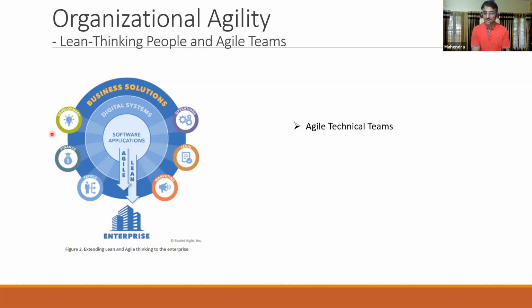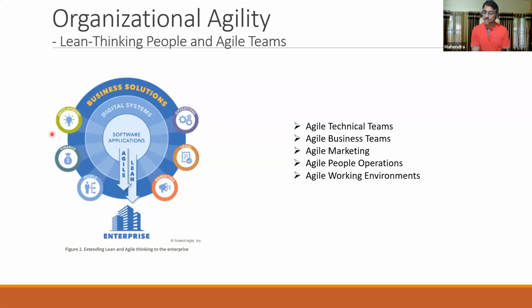The technical teams need to be agile. The business teams need to be agile. The marketing team needs to be agile. The operations have to be agile. And the work environment, having a conducive work environment to support the agile ways of working. It could be co-located or it could be distributed. So that is also important. It talks about all of this, and making the work visual.